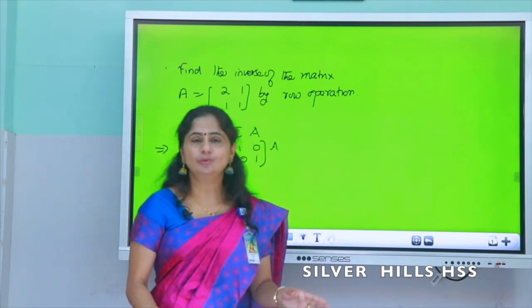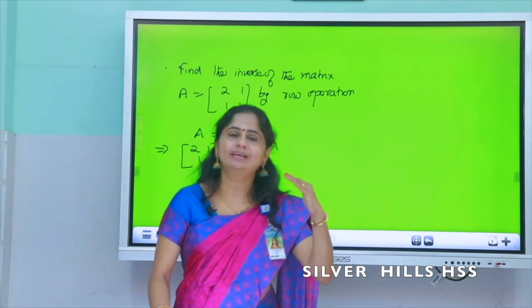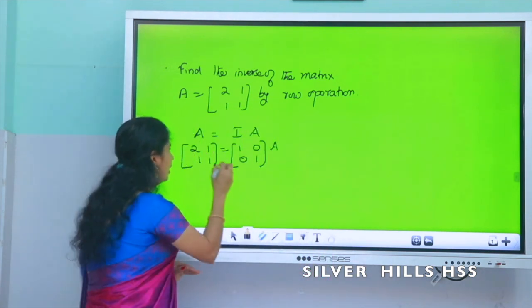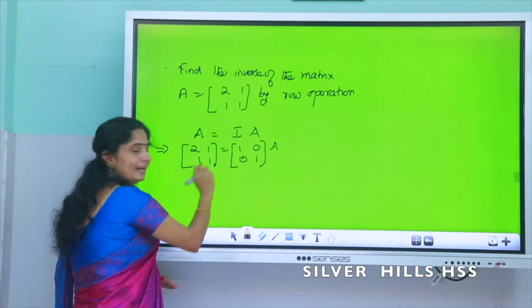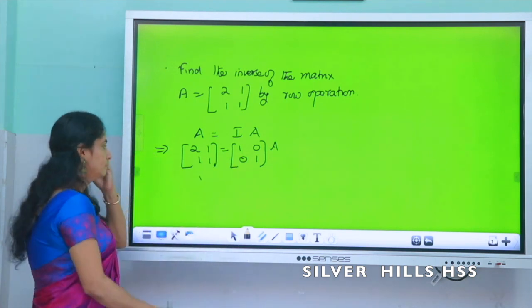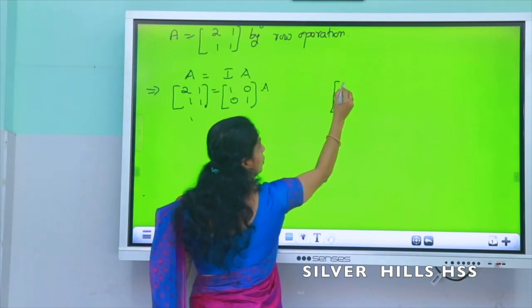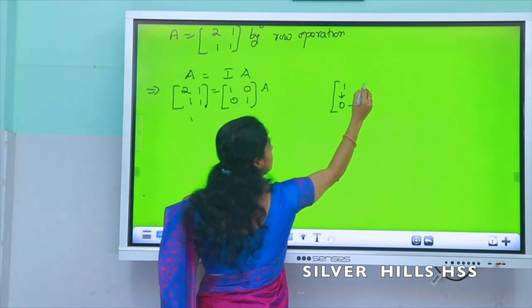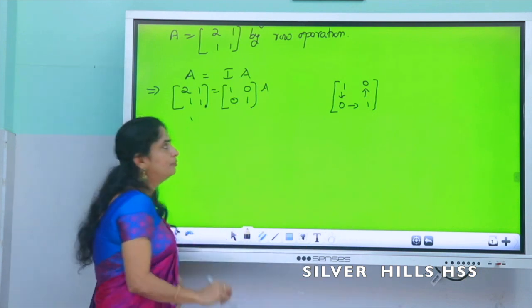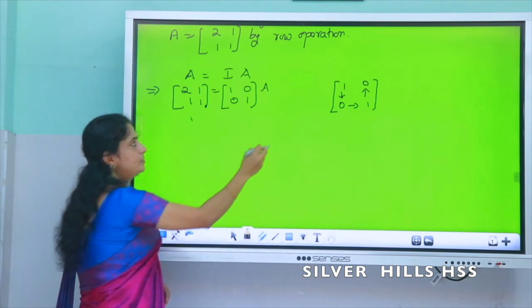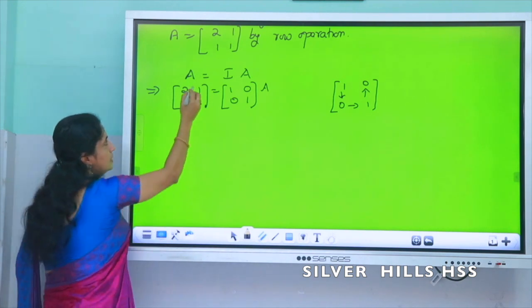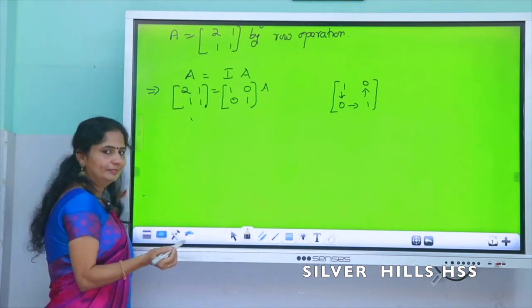So no need to write anything there. A will be written in each step as it is. Transformation only on A and the identity matrix. Okay. So we have to bring it in the form 1, 0, 1, 0. First we have to make this position A11 as 1. So this 2 should become 1.